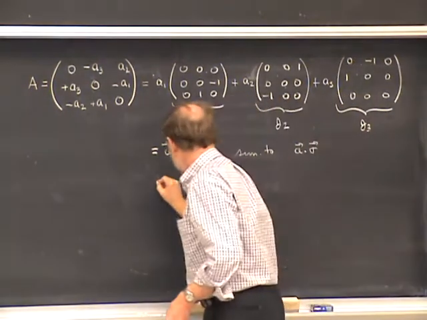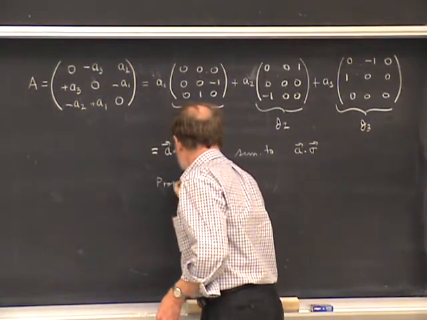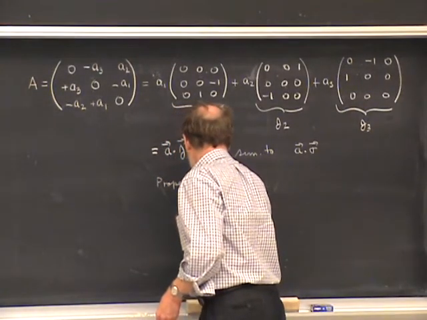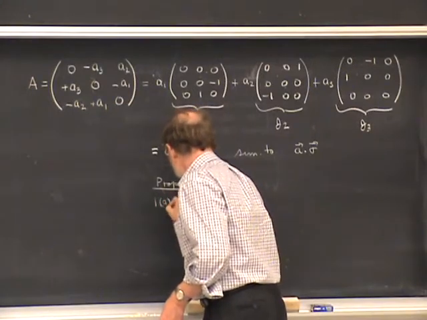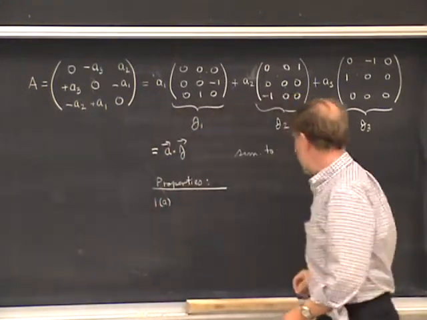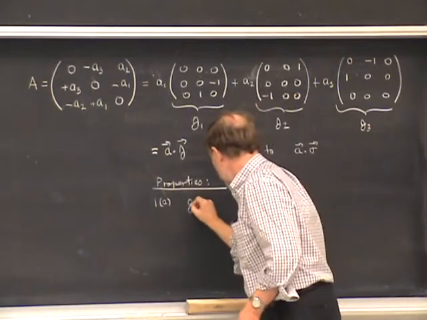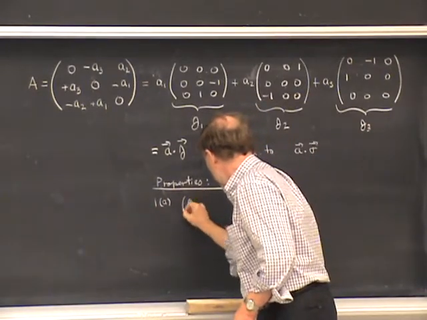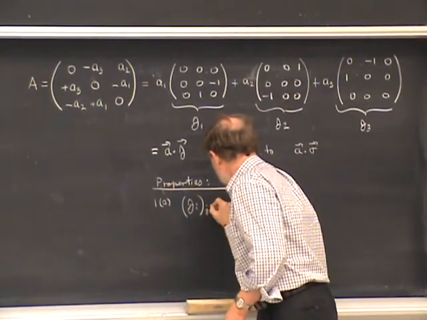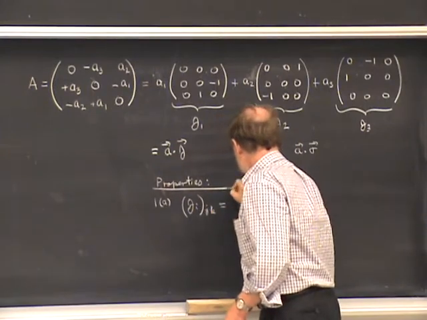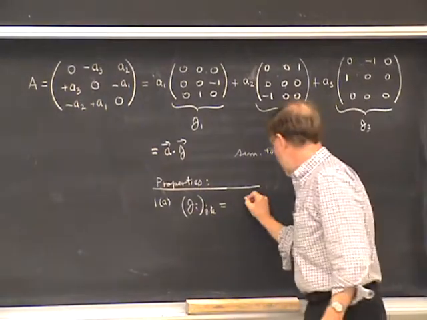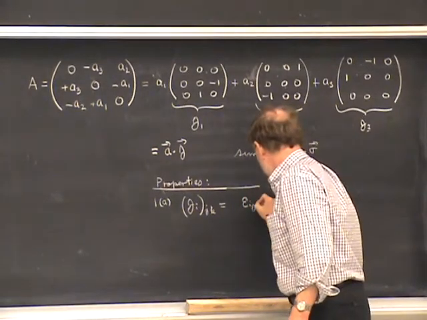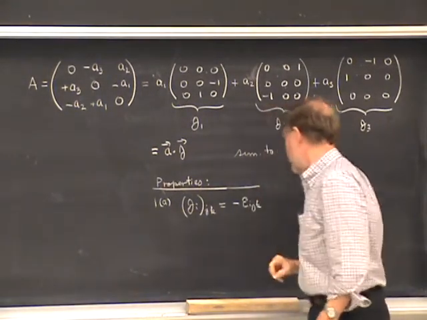In fact, let me list the properties of the J matrices here. There's really two properties, and each one comes in two versions. The first one is that if you look at the components of one of these J matrices, call it J_i, and then take the J_i k component of it, the answer is the Levi-Civita symbol epsilon ijk with, as it turns out, a minus sign in front.